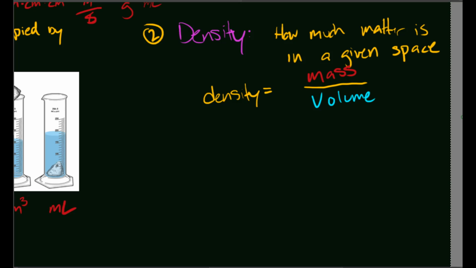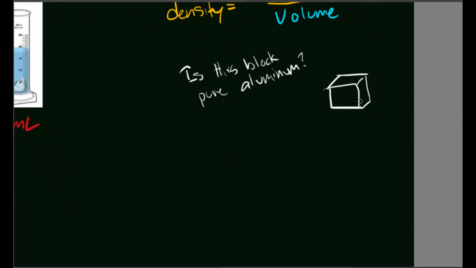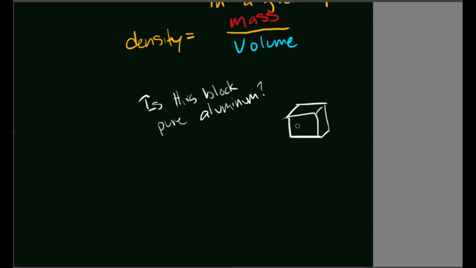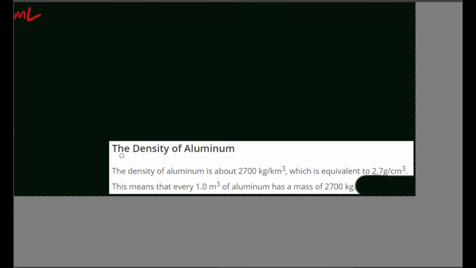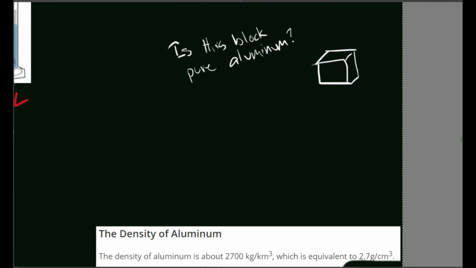So for example, let's do a problem. Let's say that we have this cube. Is this block pure aluminum? We can find that out. Let's say that we looked it up online. The density of aluminum would be 2.7 grams per centimeter cubed. Now let's say that we took measurements of this cube and we found that the mass is 13.5 grams and the volume is 5.0 centimeters cubed. We took the length times width times height, found that it's 5 centimeters cubed. We put this cube on a scale and found that it's 13.5 grams.